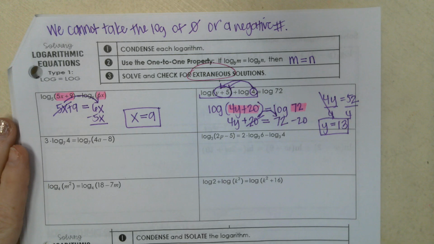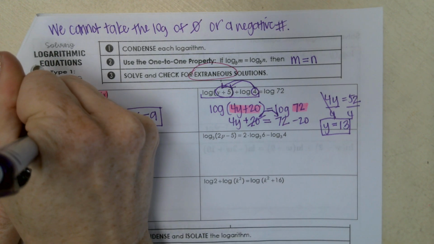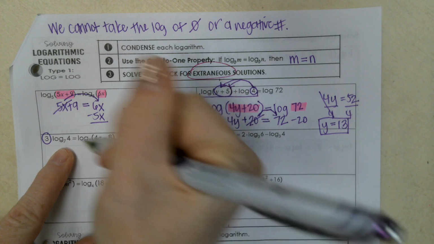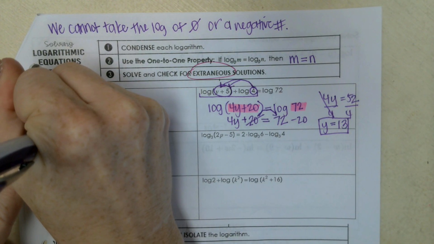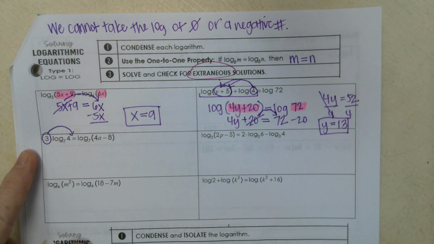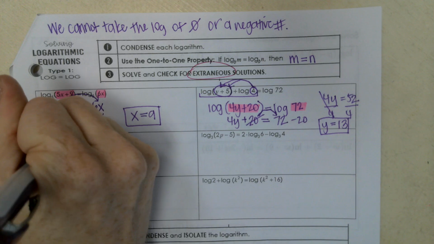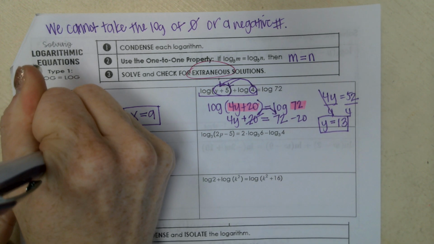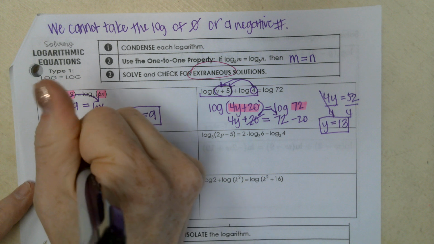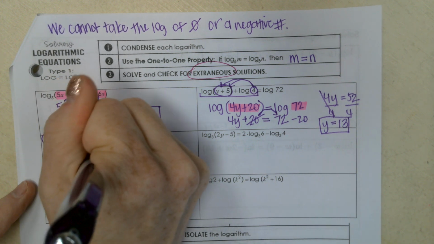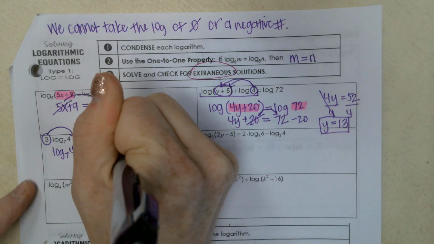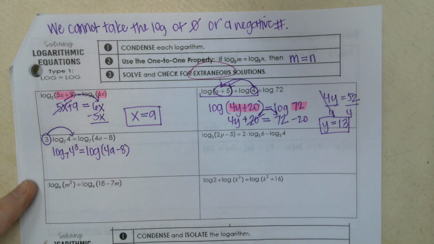All right, next, right here, I'm going to take this 3 that is being multiplied by log base 7 of 4, and based on your properties that you learned before Thanksgiving break and in Algebra 2, this 3 belongs as an exponent to the 4. So I have log base 7 of 4 to the 3rd power equals 4a minus 8.